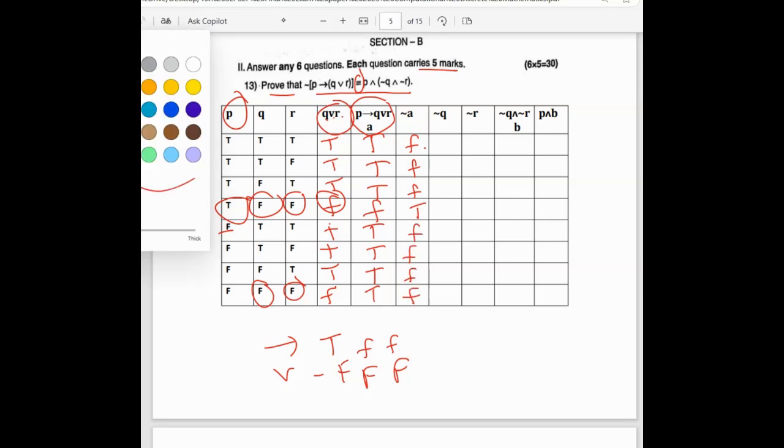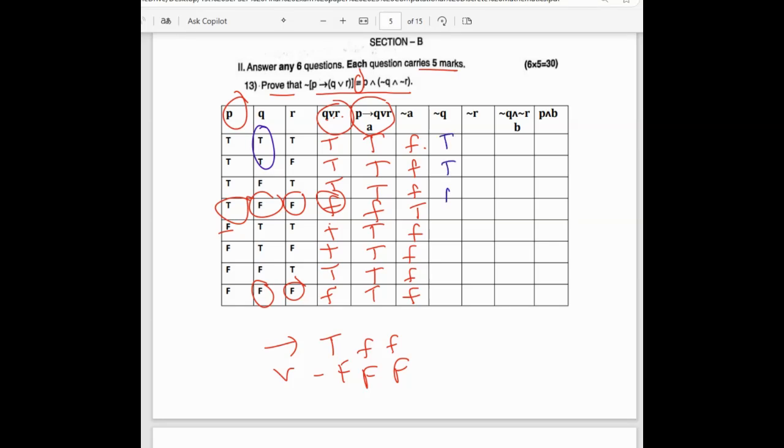Okay. So now moving with the next one, we have negation Q. Negation means T T F F. So we'll write T T F F, T T F F. Then we have R. Negation R will be TF TF, third line TF TF. So we'll write FT FT FT FT FT FT.